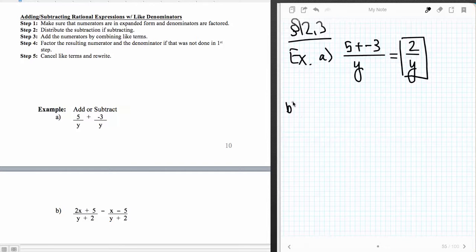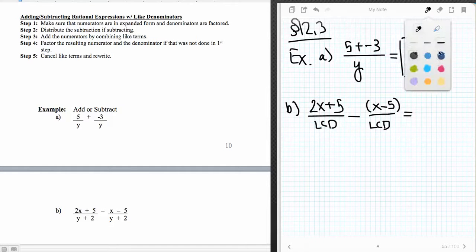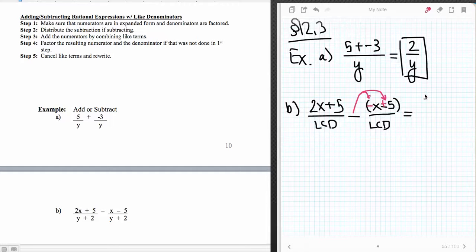Now our part B here, what we see is a little bit more complicated example. We have a subtraction problem. So remember, when we have subtraction, that means that we have to actually distribute the subtraction. And I'm just going to write down, instead of copying that every time, I'm just going to say this is a LCD, so I don't have to write that denominator every single time. And this is x minus 5 up here, and I'm going to put it in parentheses so that you can actually physically see me distribute this subtraction through. So this is going to become a negative and this is going to become a positive.